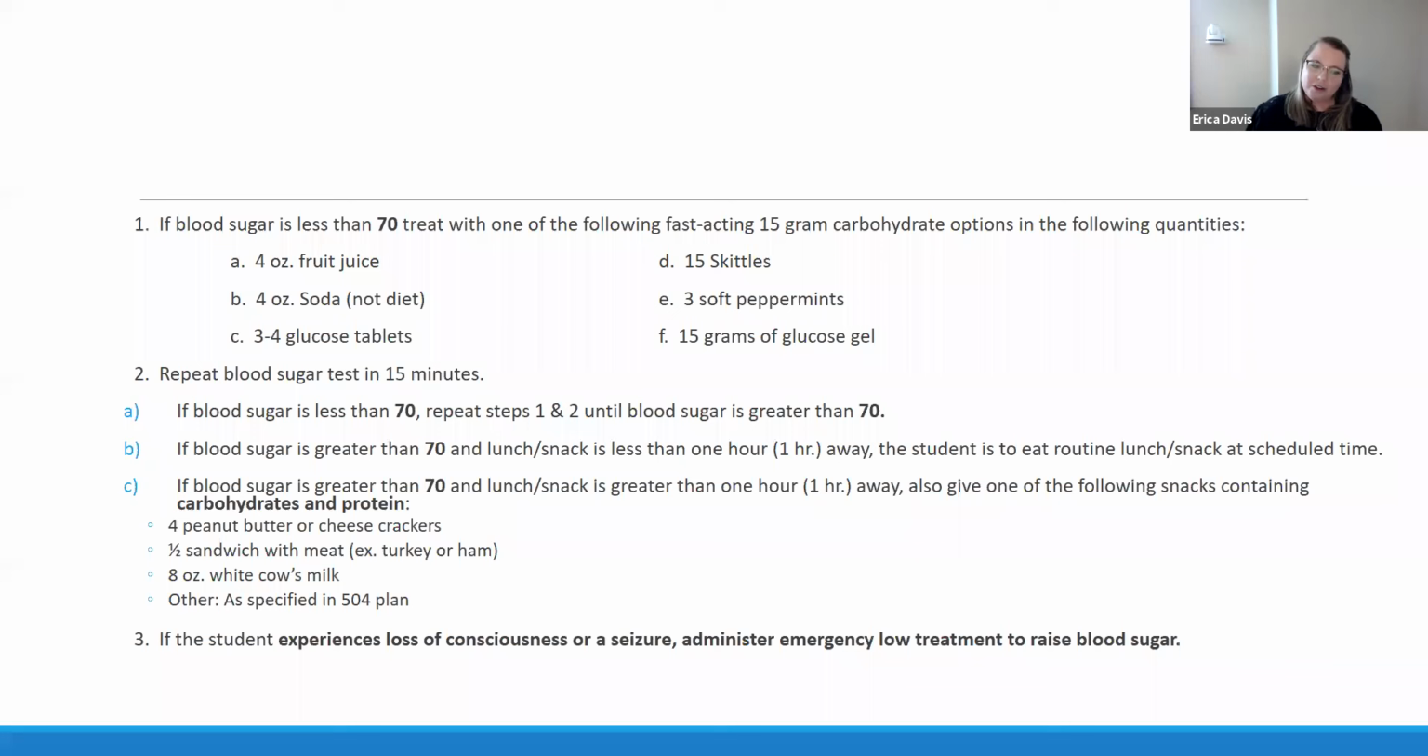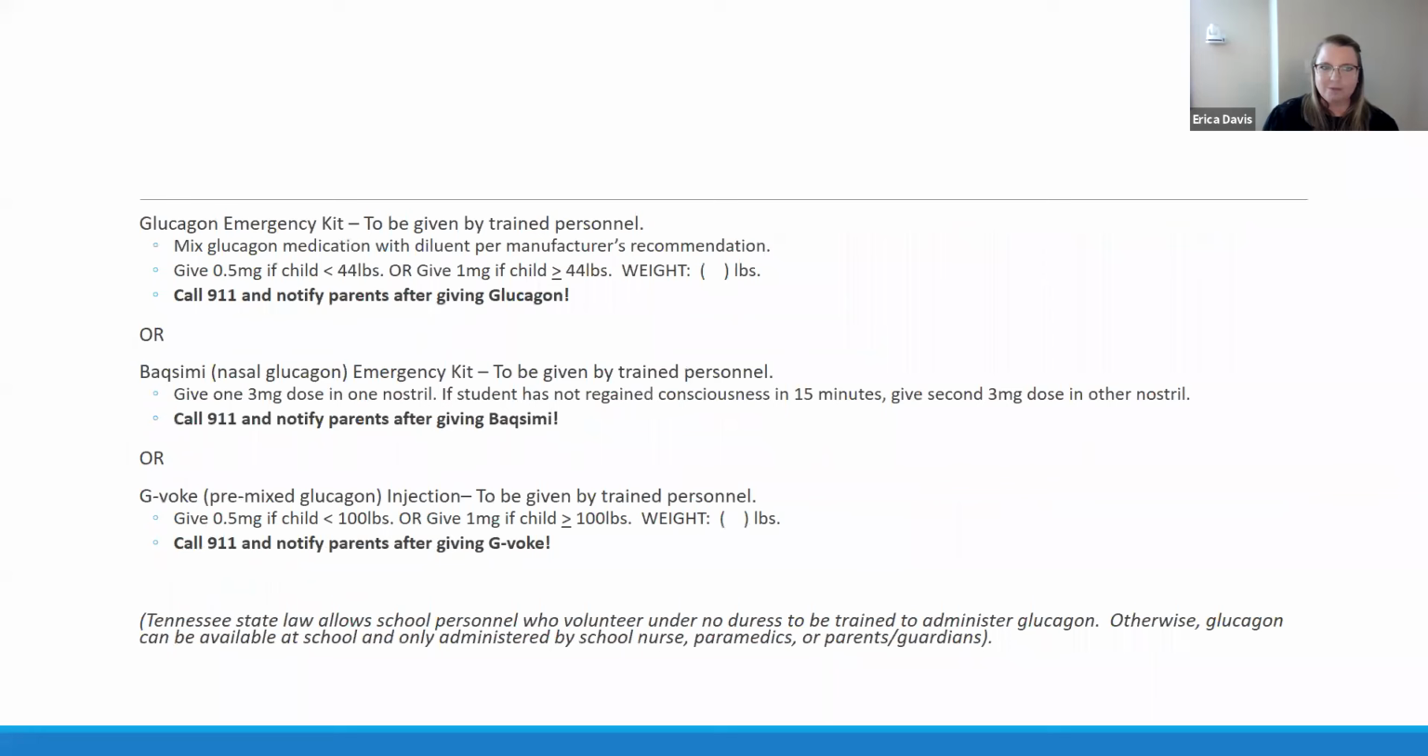And then number 3 says, if the student experiences loss of consciousness or seizure, administer the emergency low treatment to raise blood sugar. So we're going to go into those as well. So something new that you're going to see on every single school care plan for this year is that there are 3 hypoglycemia emergency options. And so as we go through that, I'm going to touch briefly on these.